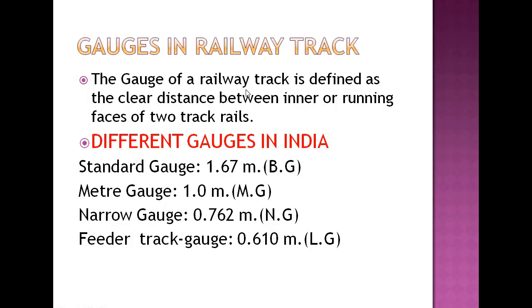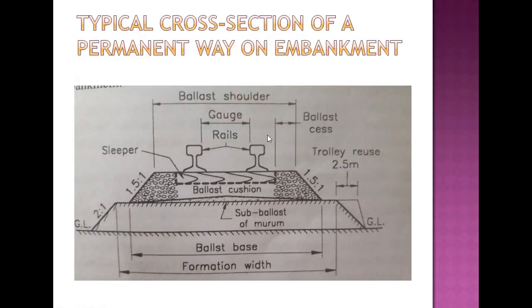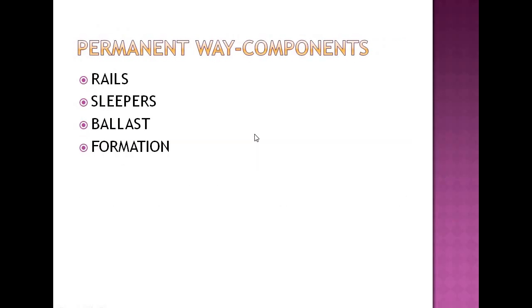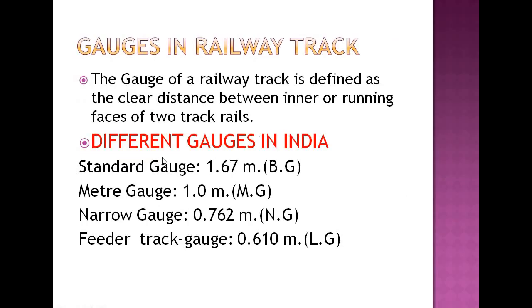The gauge of a railway track is defined as the clear distance between the inner or running faces of the two rails, that is, the distance between the face of one rail to the other rail is nothing but gauge. In India we have different gauges: standard gauge, meter gauge, narrow gauge, and finally light gauge. The standard gauge, the distance between the two rails, is 1.67 meters, in the meter gauge 1 meter, narrow gauge 0.762, and light gauge 0.610 meter.